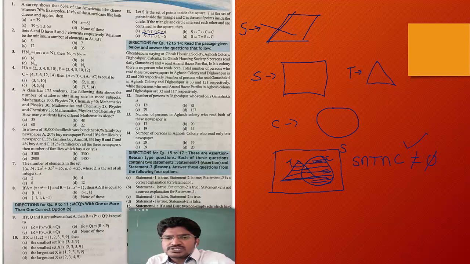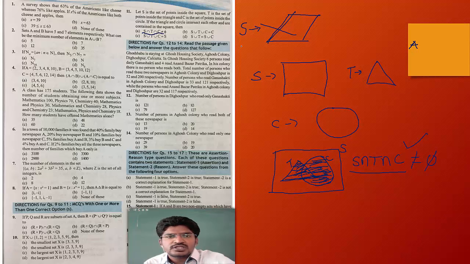This is correct because we have elements here. The shaded portion is S intersection T intersection C. So, this is not empty. Already there are some elements. This is nothing but the shaded portion, so this cannot be empty. That is why this is not equal to empty, they are telling. So, option A is correct.